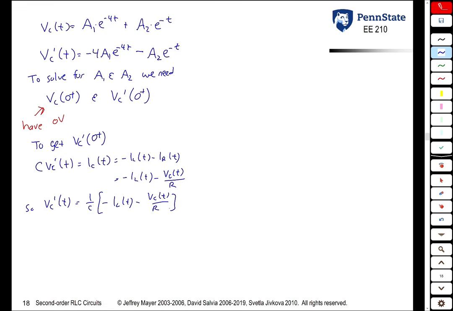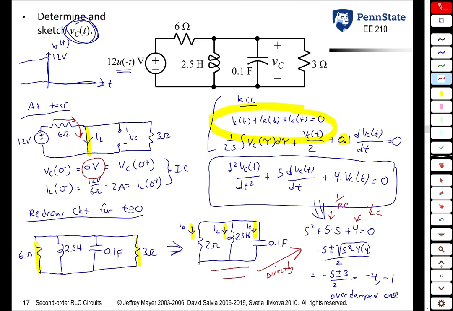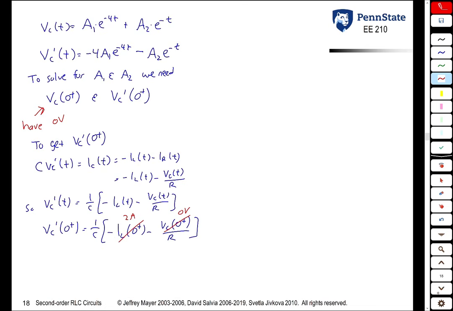We can now plug in t equals 0 plus to get VC prime of 0 plus to be 1 over C times minus IL of 0 plus minus VC of 0 plus over R. At this point, we know that VC of 0 plus is 0 volts. We know that IL of 0 plus is 2 amps, once again, from the previous page. We know the capacitor value is 0.1 farad, and so we know that the second initial condition is now minus 20.